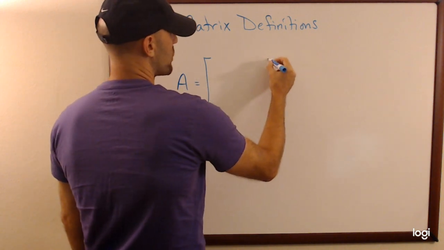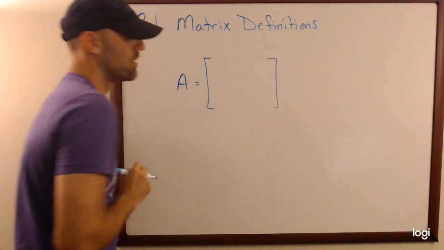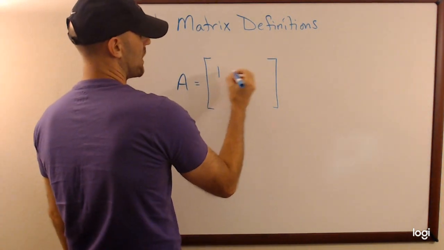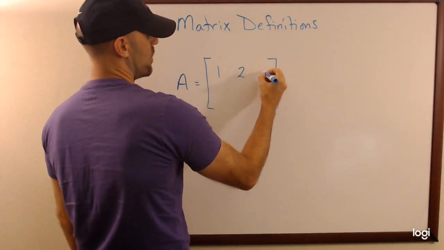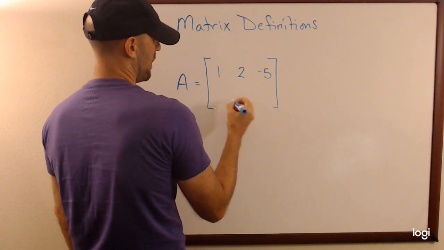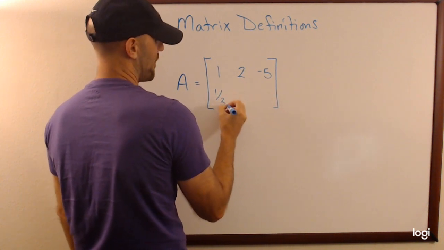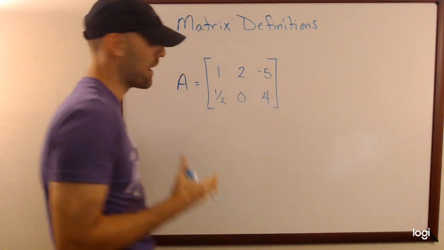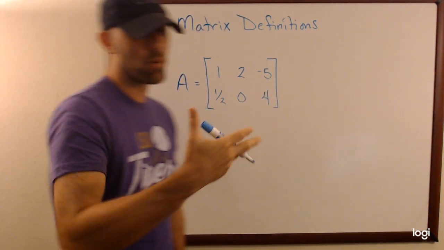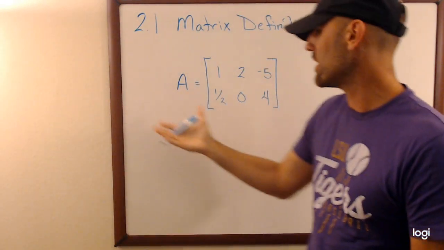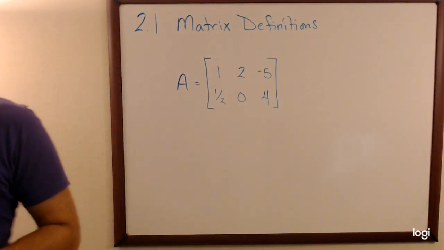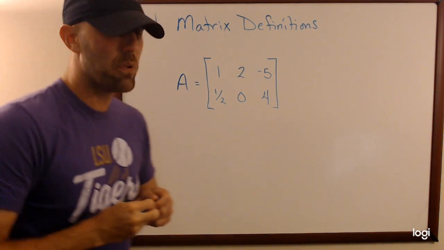We use square brackets here. So it's giant square brackets, and it's got some numbers in it. So maybe like a 1, there's a 2, maybe a -5. I don't know. Maybe this one's a 1/2, a 0, and maybe a 4. They don't have to be whole numbers or just rational. Any numbers in here. This is a matrix, and we call this matrix A. So a few things about A.